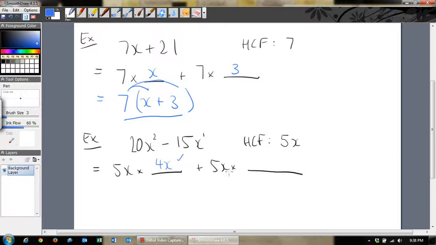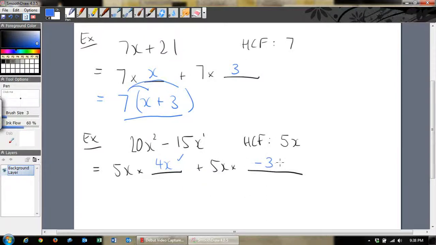So this is correct. Okay, fantastic. Over here, 5x times what is equal to negative 15x? Okay, so 5 times something is equal to negative 15, so it must be a negative here to get a negative 15 answer. And we want to multiply it by 3, because 5 times negative 3 is negative 15. Also, x times something is equal to x.